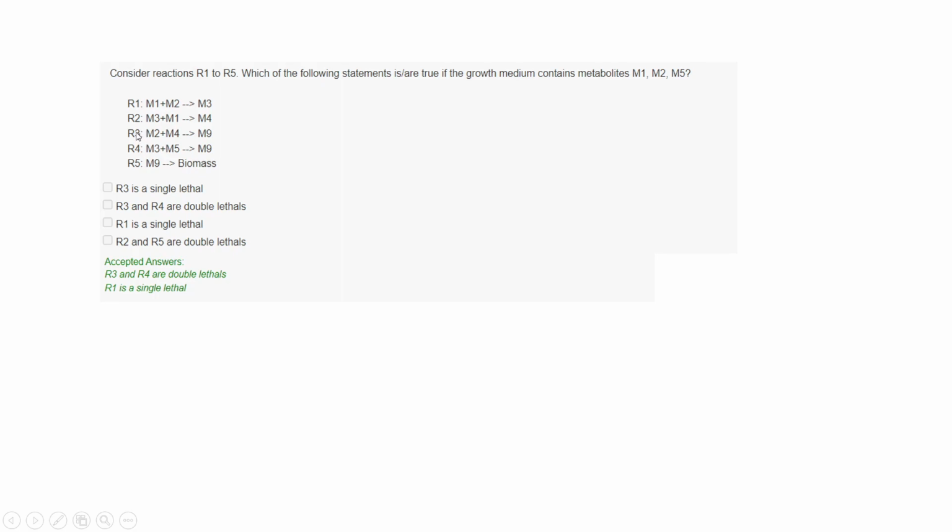So if you delete R3 and R4 together, these are basically double lethals. Now, R1, if you check, R1 is producing M3. If M3 is not produced by R1, there is no other source for M3 in this reaction. So if M3 is not produced, M4 will not be produced, and M9 will also not be produced. So R1 is a single lethal.